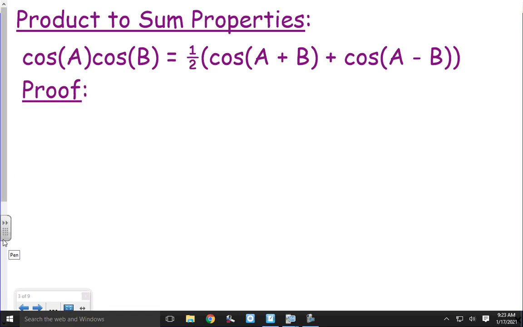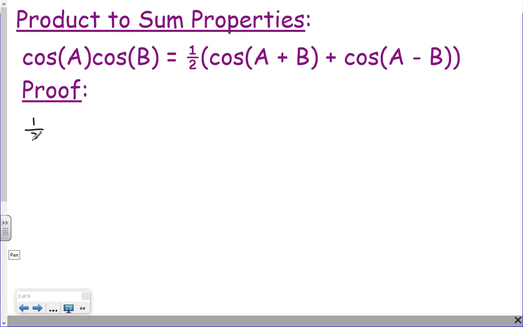All right, we're going to go through the proof. We're actually going to only prove half of these properties here. Once you see how to prove one, it pretty much shows you how you're going to prove the others, so I don't think we have to go through all 8 of these proofs. But the way to prove this is to start with what we have on the right-hand side, and then we're going to use our composite argument properties to do this.